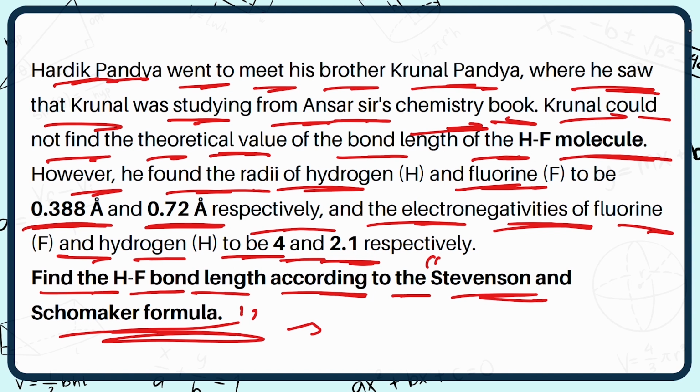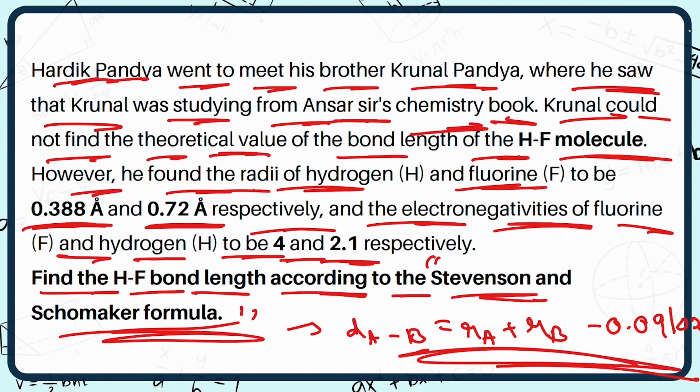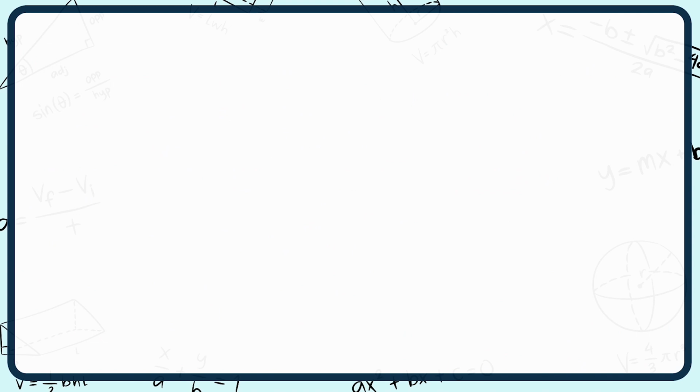Okay, let me just remind you of the formula. D of AB is equal to R of A plus R of B minus 0.09 delta X. Got it? This was the Stevenson and Shoemaker formula. Let's solve it from this formula only. So in the question, we have to find what? We have to find D of AB only. And we are given RA, RB and the difference. As we are given the electronegativities as well, we can find the difference.